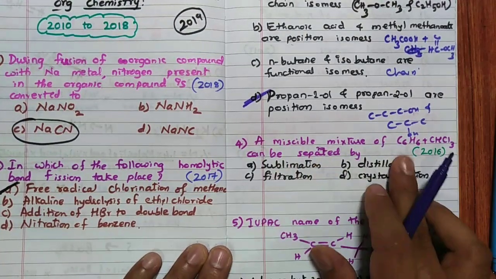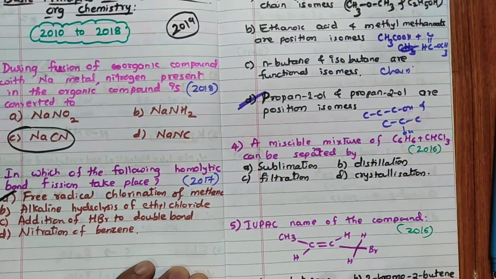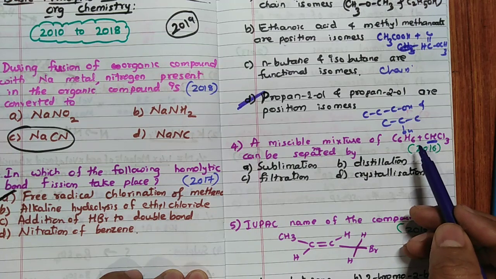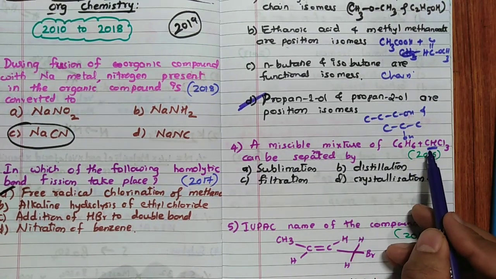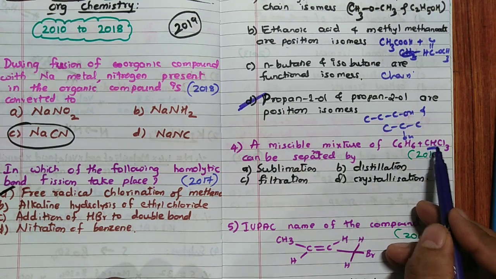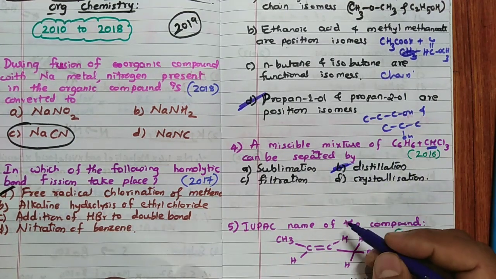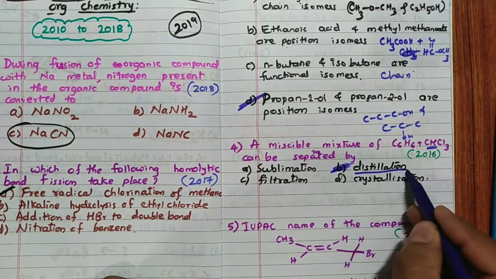A miscible mixture of C6H6 and CHCl3 can be separated by, very simple, CHCl3, what is this? Chloroform. Chloroform has a very low boiling point and evaporates easily, hence remember it is distillation. The fourth question, distillation is the answer.